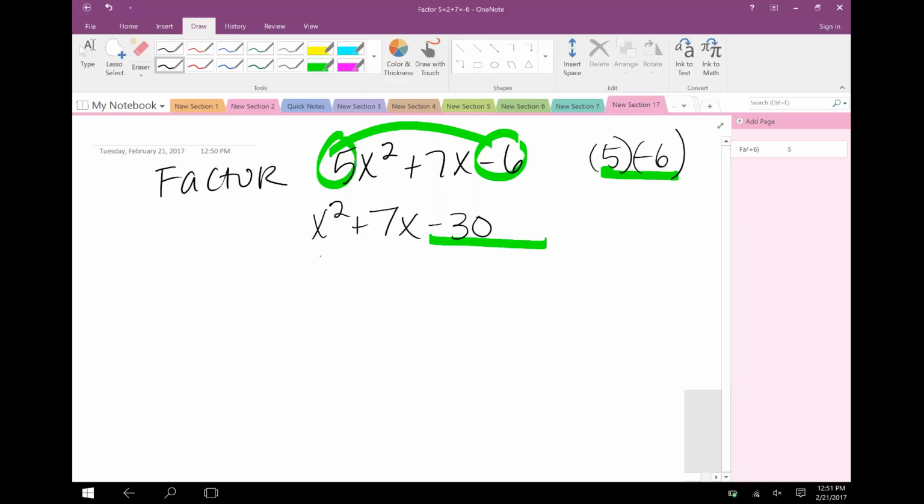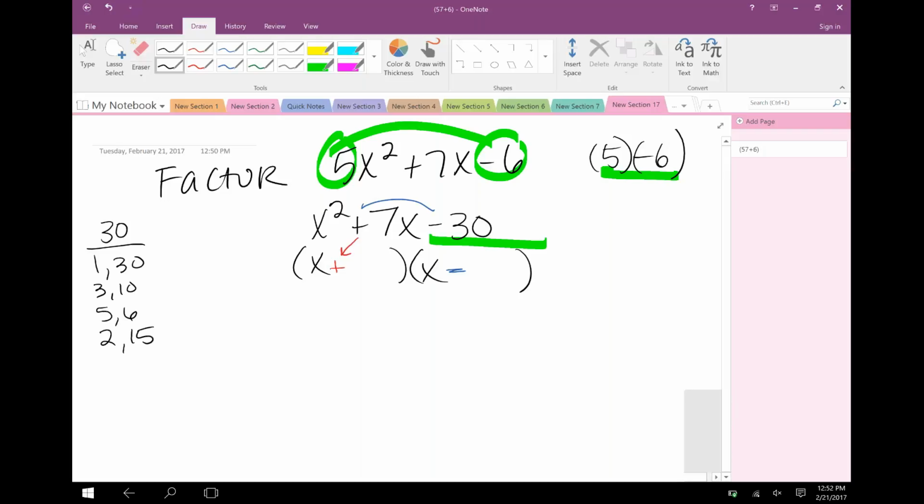Now I'm going to use my simpler trinomial to help me factor this original one. I'm going to start off with x and x. Again, I'm going to bring down my sign and then multiply to get the next sign. So it's going to be x plus and x minus. Now, I need two numbers that will multiply together to give me 30 and subtract, because this is negative, to give me 7. So let me list my factors for 30. 1 times 30 is 30. 3 times 10 is 30. 5 times 6 is 30.